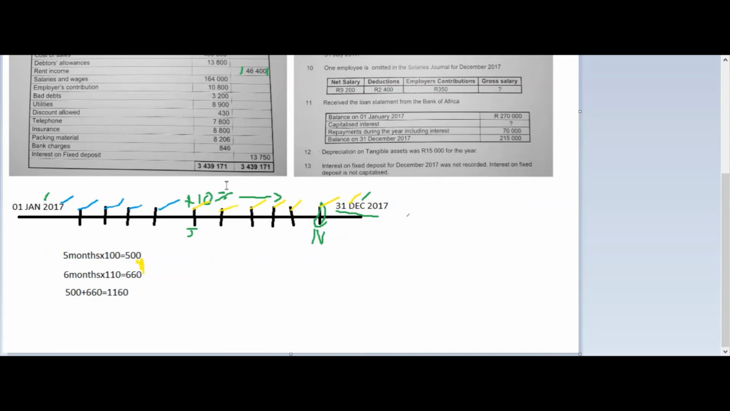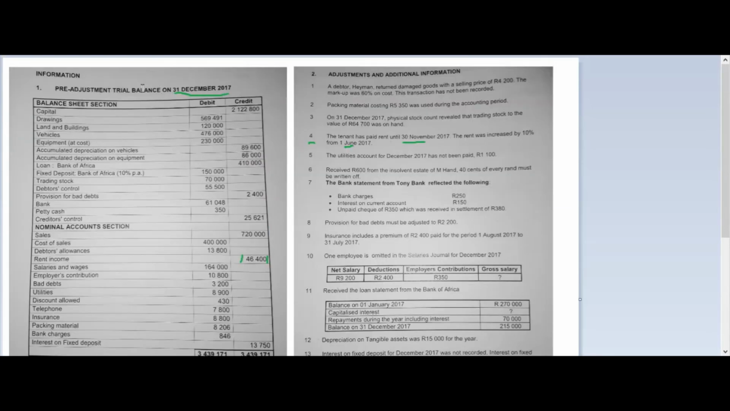Now, as we've previously discussed, I have a pre-adjustment trial balance of 46,400. That pre-adjustment trial balance is the amount that is accumulated for the rent in the account in the financial year. So this amount, 46,400, is the total amount that I as a business have received. But that amount has only been received up until 30 November 2017.